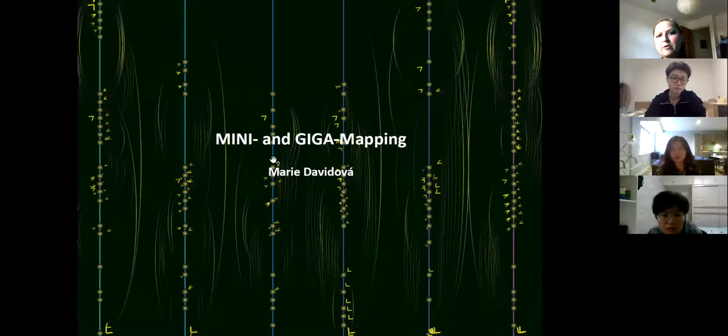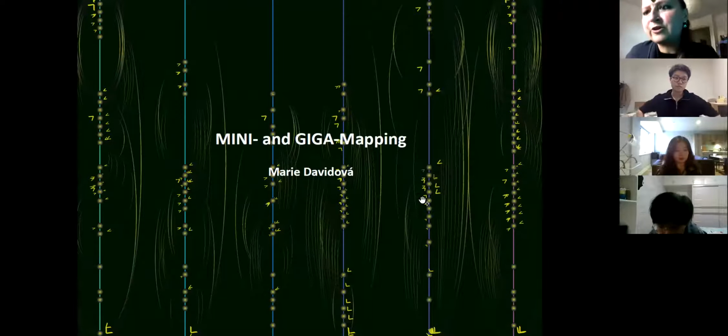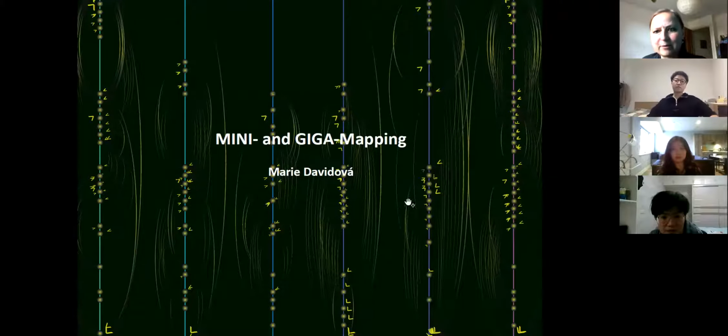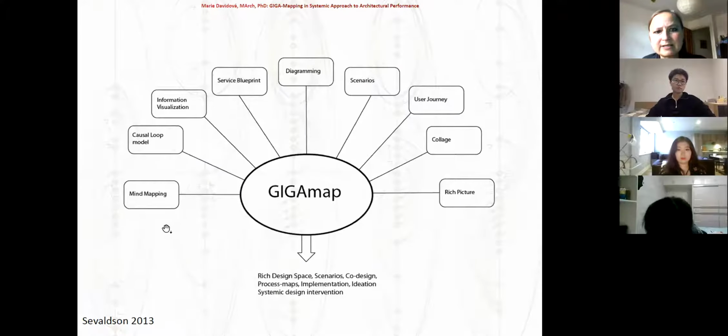This presentation is about mini-mapping and giga-mapping, and I will give you a brief introduction how this can be integrated within the design process. This is actually not done by me, but by Birger Sevaldson, who is explaining what the gigamap might consist of. Please feel free to expand this.